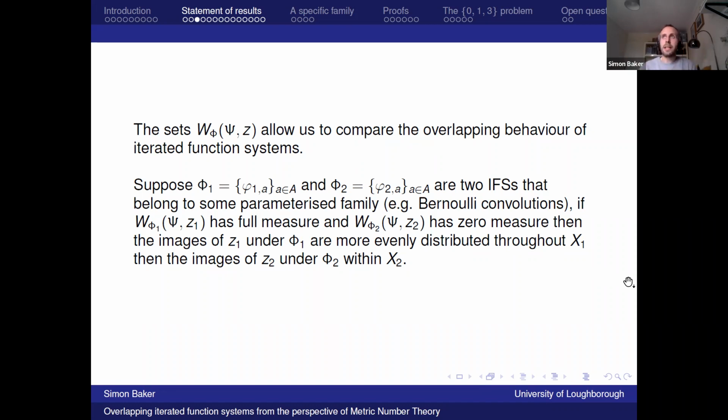Then this would tell me that the images of z1 under the iterated function system phi1 are more nicely distributed than the images of z2 under phi2. So this Diophantine framework gives me a language by which I can compare the overlapping behaviors of iterated function systems. I could say that the first iterated function system behaves better than the second from the perspective of the function psi. And in fact, we'll see a concrete example later where this is made precise, and we can give an explicit family where we can make these sorts of statements. But I just wanted to mention this here.